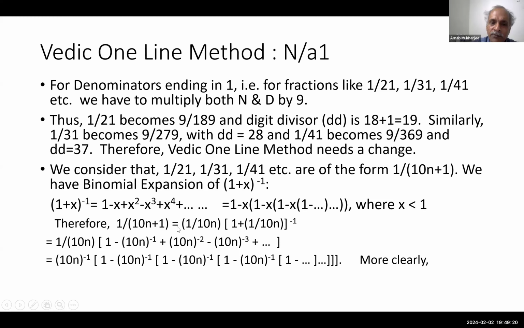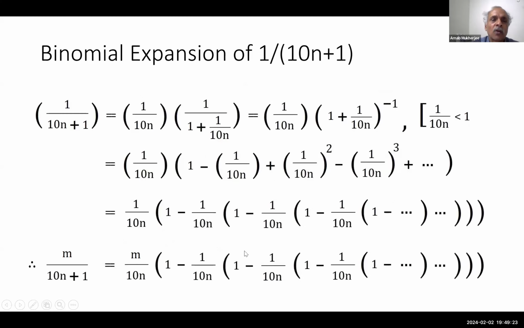Therefore, 1 by 10n plus 1, I got more clearly like this. Again, 1 by 21, you consider. 1 by 21 will be equal to 1 by 21, 1 by 1 plus 1 by 21. You get 1 by 21, 1 plus 1 by 21 to the power minus 1. So 1 by 21 bracket 1 minus 1 by 21 plus 1 by 21 square, cube and so on. And then if we take again common, 1 by 21 bracket 1 by 1 minus 1 by 21, 1 minus 1 by 21, everything goes on like that. Similarly, 5 by 21 is 5 by 21 into 1 minus 1 by 21, 1 minus 1 by 21, like that.